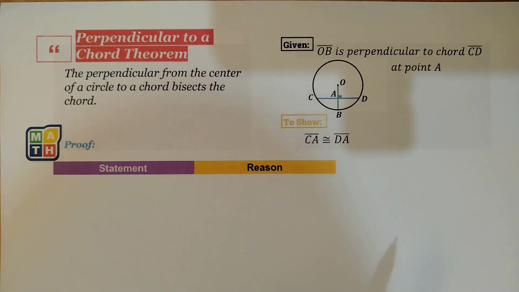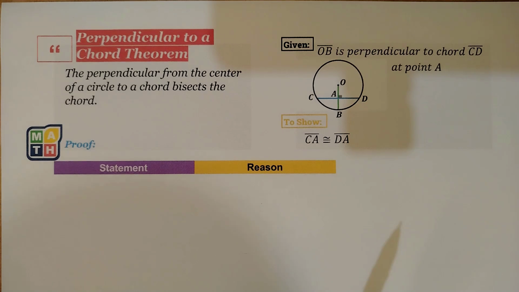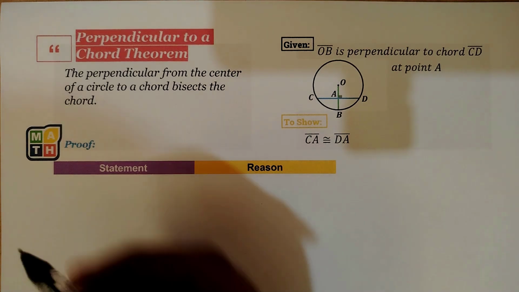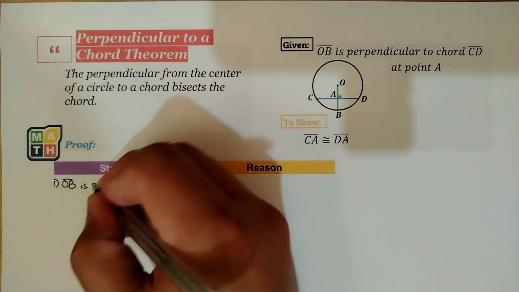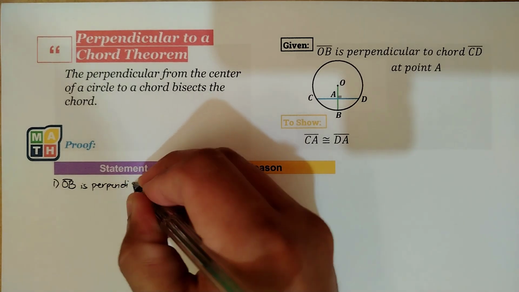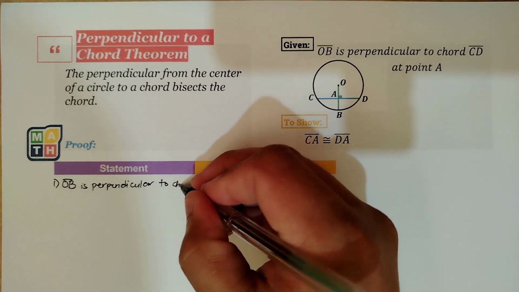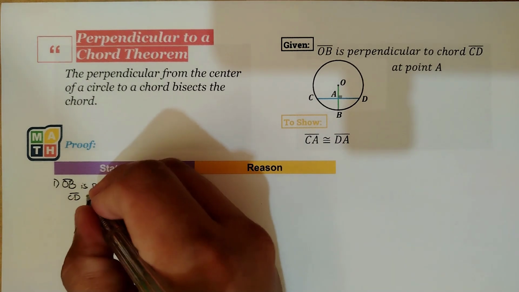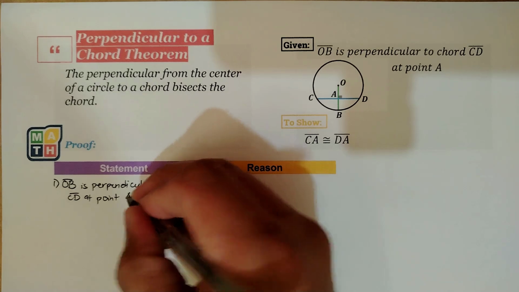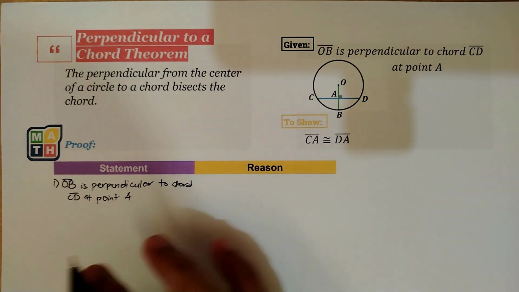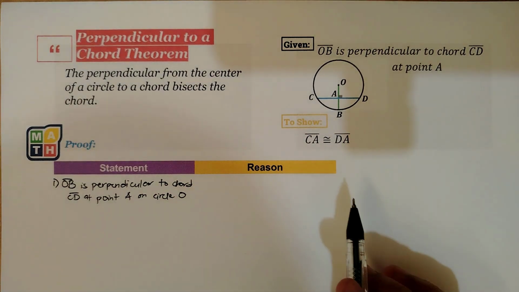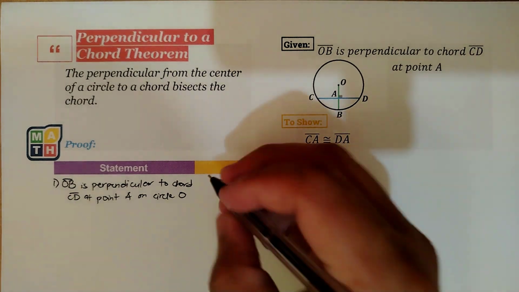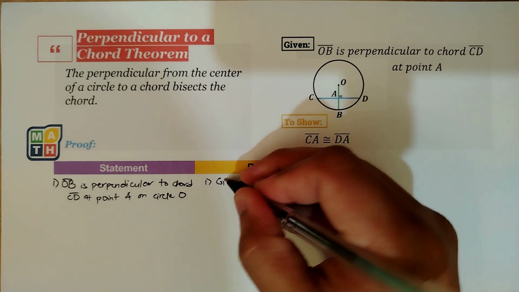So we have here a two-column proof to show the validity of this theorem, and this is very important for the next few theorems to be proven here. The first one is, of course, we need to come up with our given. We have segment OB is perpendicular to chord CD at point A. Okay? You will also want to add here, on circle O, so that it is verified that our O here is the center of the circle. Okay? This is actually given.